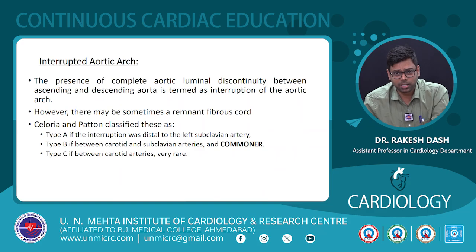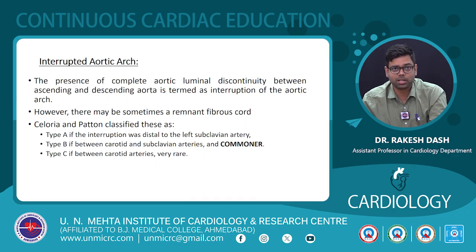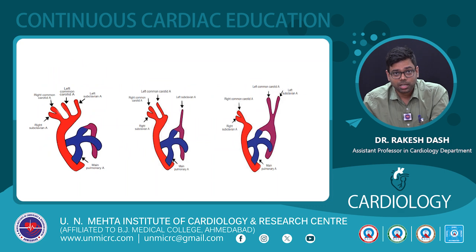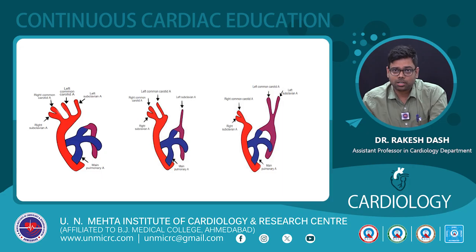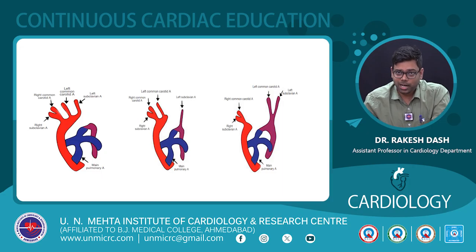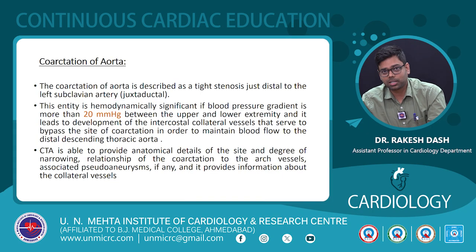Next is interrupted aortic arch. So there are basically three types of interrupted aortic arch classified by Celoria and Patton. Type A is the interruption distal to the left subclavian artery. Type B is the most common, between the carotid and subclavian artery, and type C is between the carotid arteries, which is very rare. So it is basically a problem of invagination of the neural crest cells. It is not a problem with the aortic arches itself, but a problem with the neural crest cell invagination.